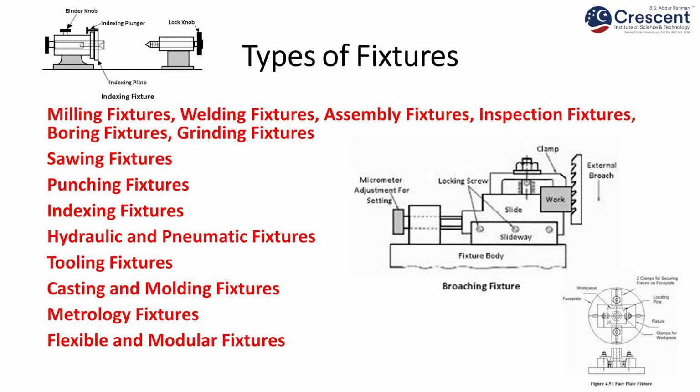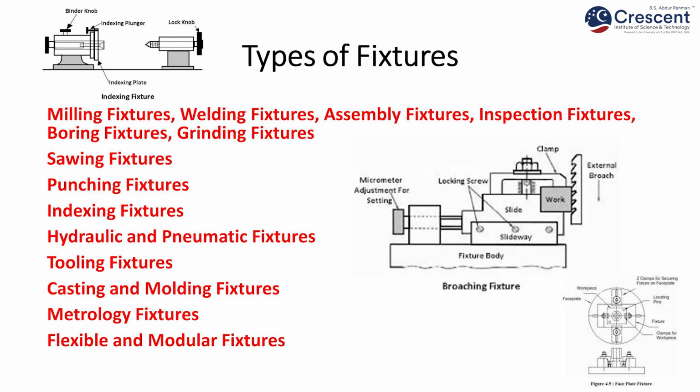Inspection fixtures, of course, in the QC area. Inspection fixtures are used for quality control and inspection purposes, and they are designed to check the dimensions and tolerances of workpieces to ensure they meet the specified standards. The boring fixtures, of course, enlarge an existing hole, and they do the same thing where they locate, hold and support the workpiece, where the internal features or bores need to be machined with a very high amount of precision.